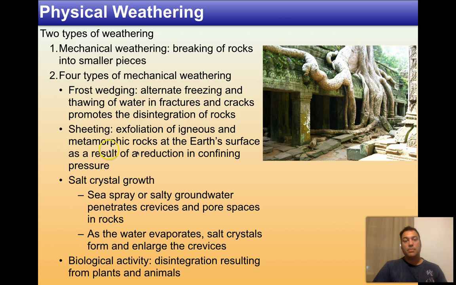Of igneous and metamorphic rocks, you're going to find out that metamorphic rocks act very similar to igneous rocks as we go forward. At the Earth's surface, this happens as a result of a reduction in confining pressure. When magma chambers form, they're formed at very great pressures down in the heart of the crust, in some places quite deep. And as a magma chamber, say a granite body, makes its way up to the top through erosion, the material is removed off the top.